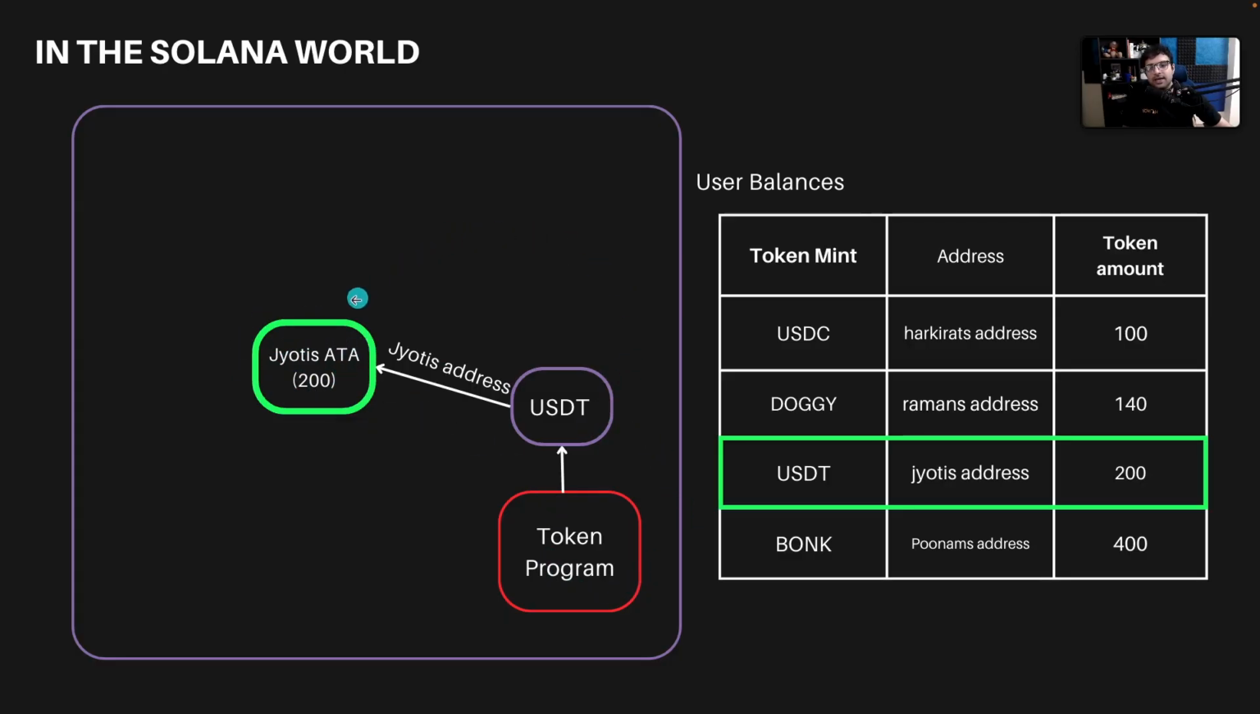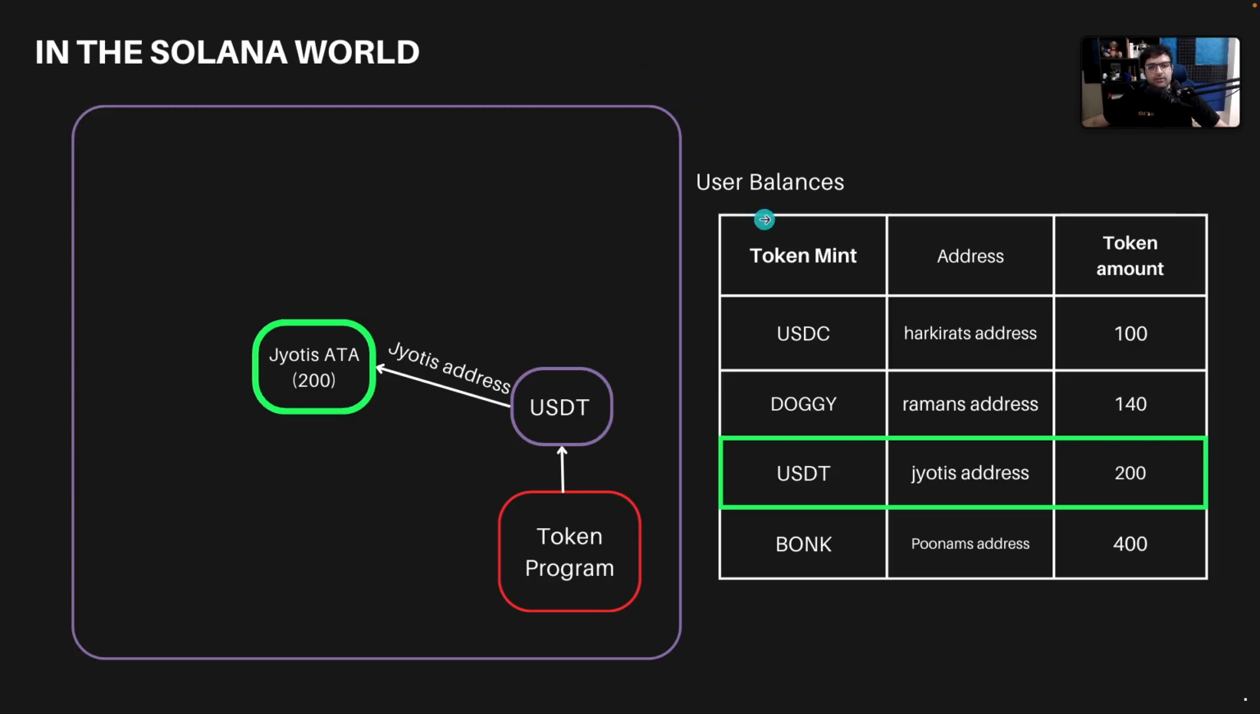You can deterministically reach this address. Just as in this SQL table you would run a command that says select token amount from user balances where token mint is USDT and address is Jyoti's address. This would lead to a single row over here. Similarly in the Solana world, given the token program that you are dealing with, plus the fact that USDT is what you want to arrive at, or USDC is what you want the balance for, plus it is Jyoti whose USDC balance you want. Given these three things, you can always reach this address, where you will find that Jyoti has 200.